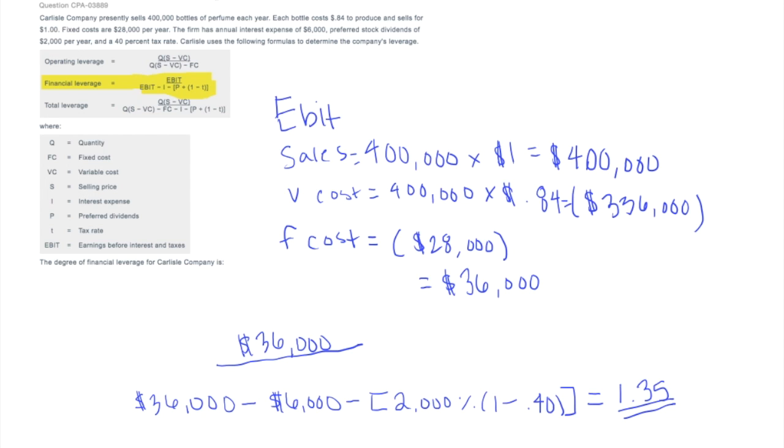So it's really important with these long problems to just slow down and go through them step by step, because really this problem gave us everything we needed to know except for EBIT. And EBIT we know is our earnings before interest and taxes, so it's going to be our sales minus our variable minus our fixed costs. Once we found EBIT, we just plugged it into the problem and we were right on our way.